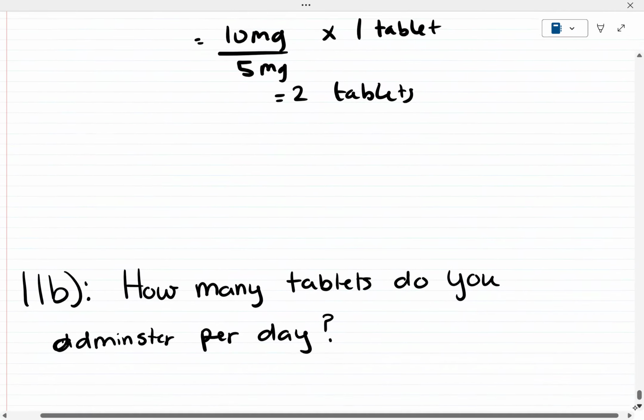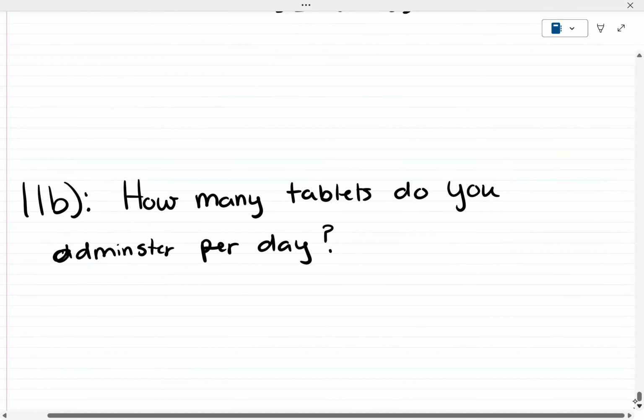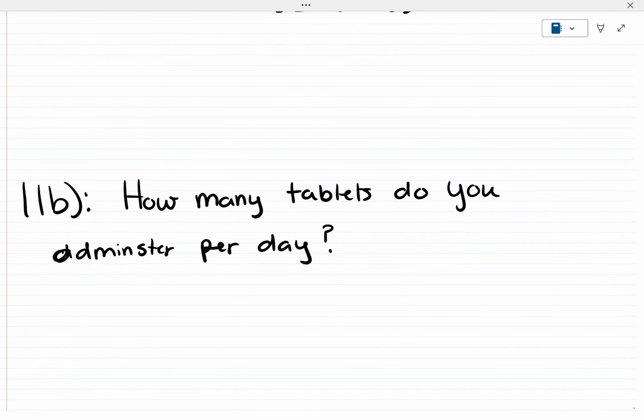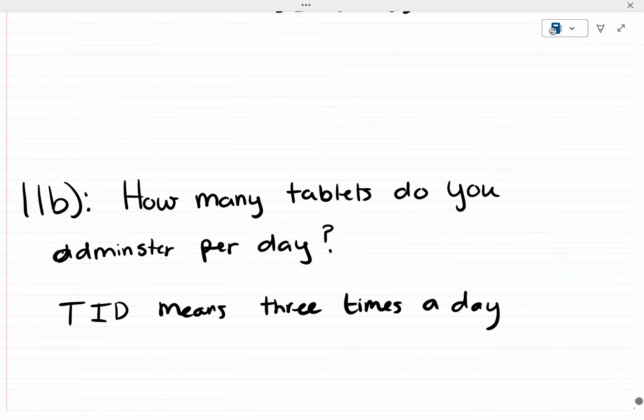And then the last part for 11 says, how many tablets do you administer per day? So we know that 2 tablets is per dose. You need to know that TID, which was in the problem, means 3 times a day. So 2 tablets per dose times 3, you get a total of 6 tablets.